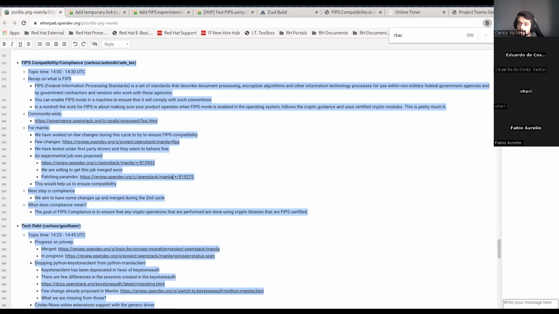So yeah, the next step, as I mentioned, is compliance, and we aim to have some changes merged during the next cycle. And yeah, I mentioned already what compliance means. So now it's up to you folks to take a look. And if you would like to add something else, I know there might be some more information to this, or there might be something I'm missing. So Ade, Ashley, if you want to add something.